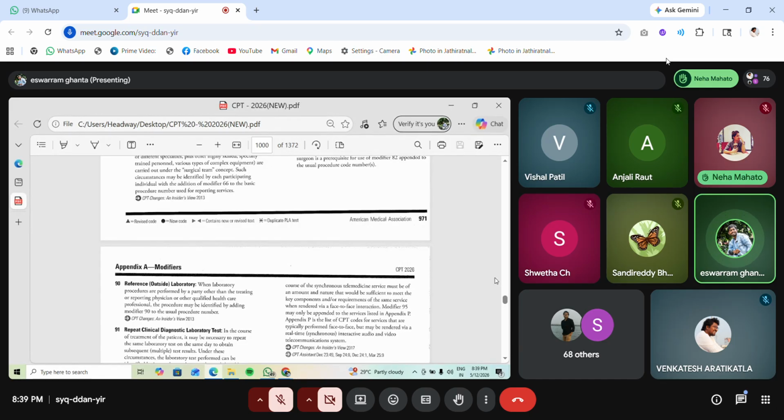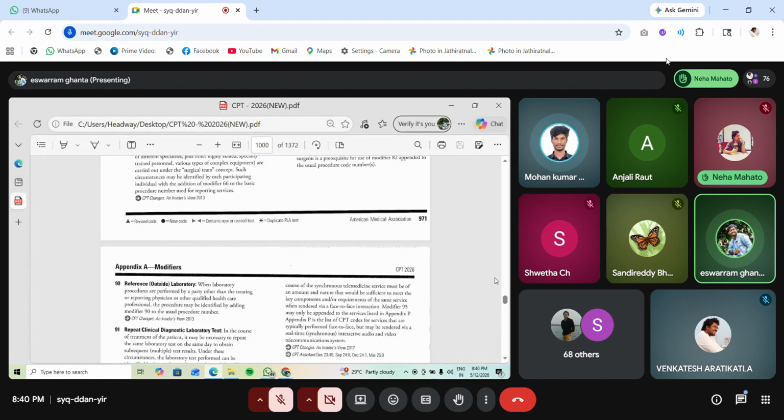Okay, next coming to the 74 modifier. This 74 modifier is the opposite of 73. That means discontinued outpatient procedure after anesthesia. After giving the anesthesia, the procedure has been cancelled. Sometimes after giving the anesthesia, the patient's blood pressure will rise, or the patient is uncooperative. For those scenarios, sometimes the procedure gets cancelled. So that is 74.